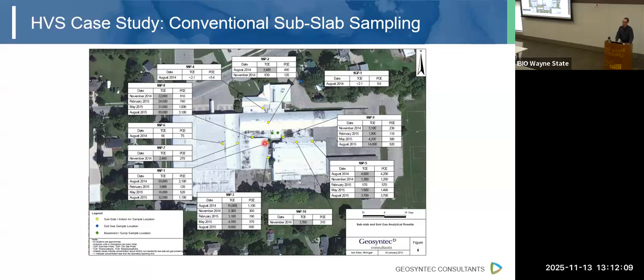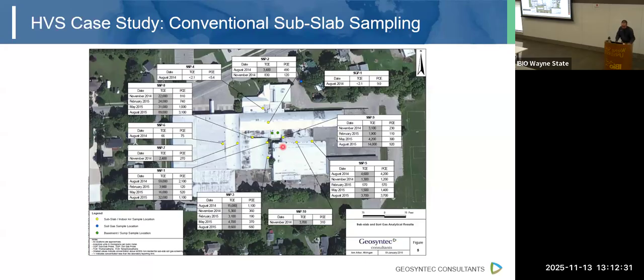Cells that are highlighted in gray are where we have exceedances. So you can see that towards the center of the building, we have concentrations as high as 89,000 micrograms per cubic meter. That tends to drop off as we move farther from this source area.